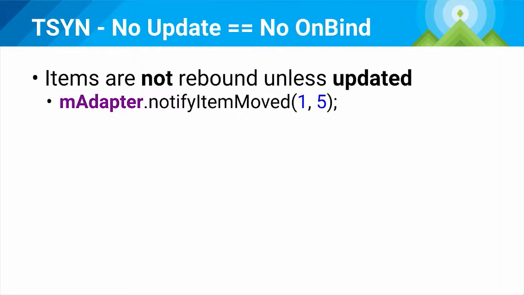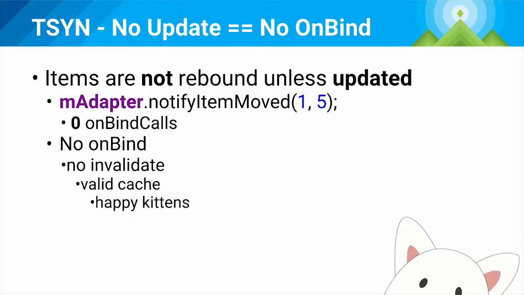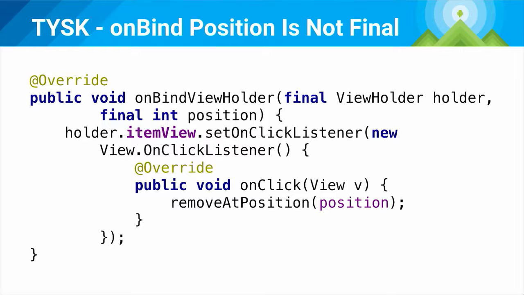So for example, if you say item moved, the item only moved. Like I have no idea you are displaying a row number there because you didn't tell me the item has changed. So we will just move it. We are not going to tell the adapter. Why do we do this? Because not calling onBind means we are not invalidating anything. If we don't invalidate anything, caches are valid and kittens are happy. It's important.